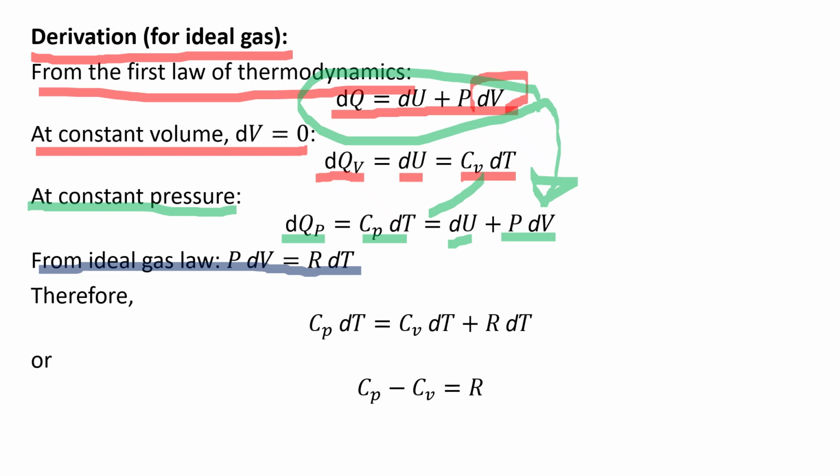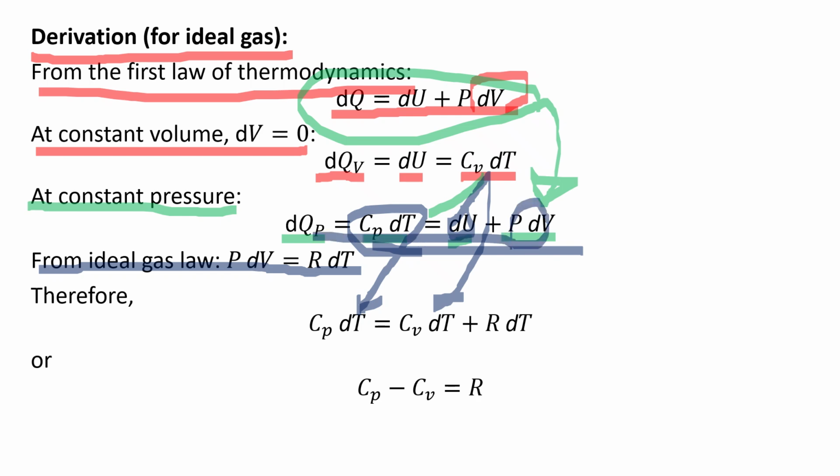So what we can see in this equation is Cp dT. So this Cp dT is equal to Cv dT, because this dU is equal to Cv dT. So we'll put here Cv dT plus this pdV, that is equal to RdT. So this RdT we are putting here. Now what we are doing, we are cancelling dT from both sides, it is common on both sides. So what we will get is Cp equals Cv plus R, or you can say Cp minus Cv equals R. That is the proof.